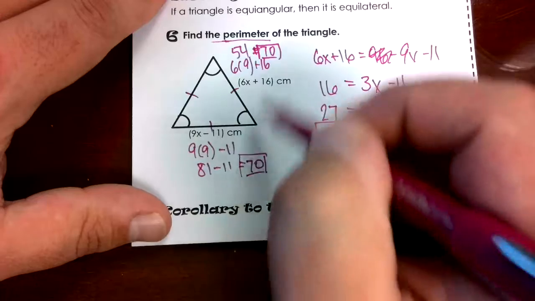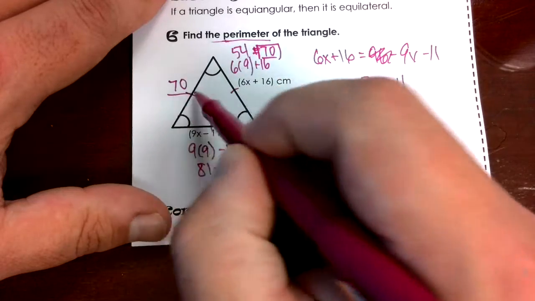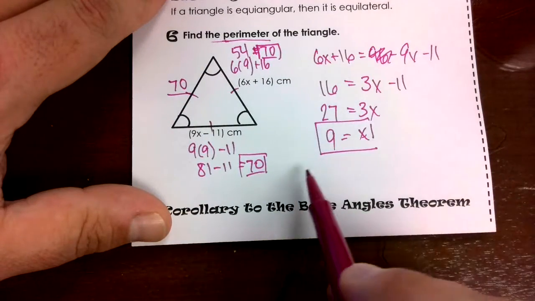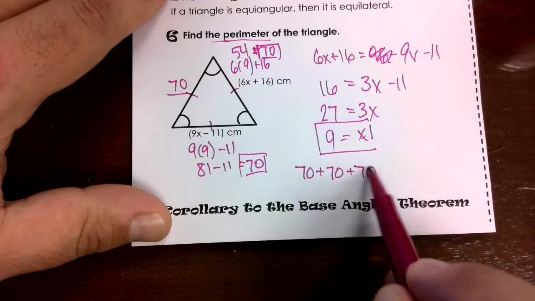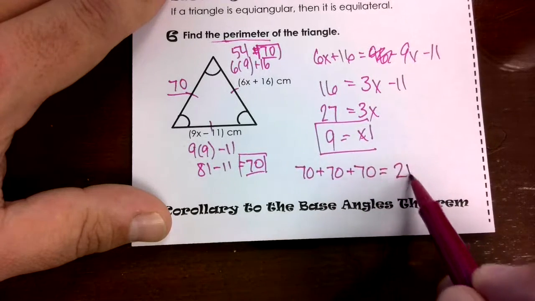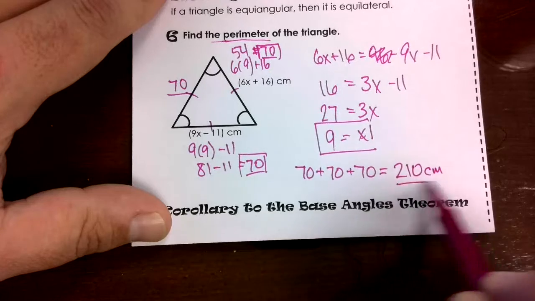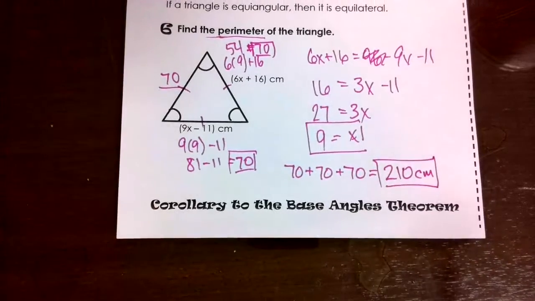These sides are all equal. These two are 70. That one has to be 70. And then remember, perimeter, we just add up the sides. So 70 plus 70 plus 70 is 210 centimeters.